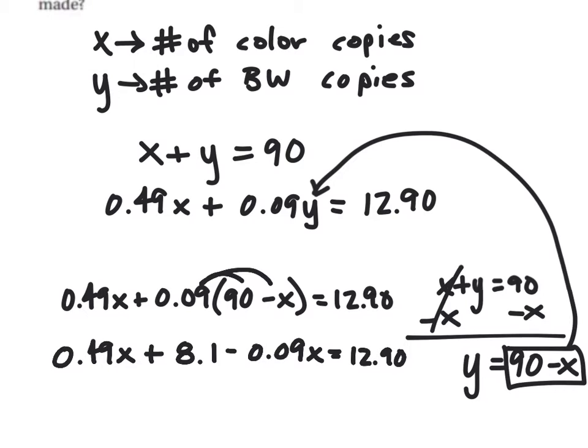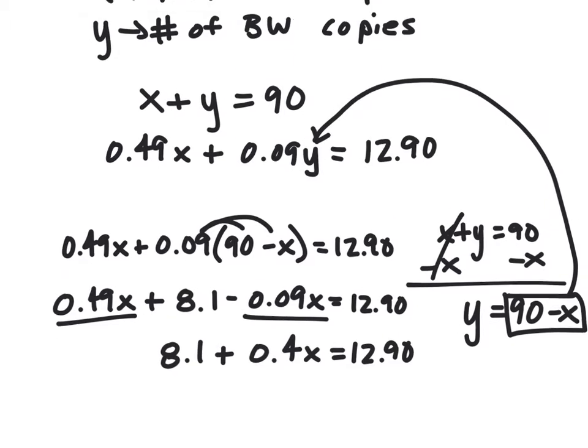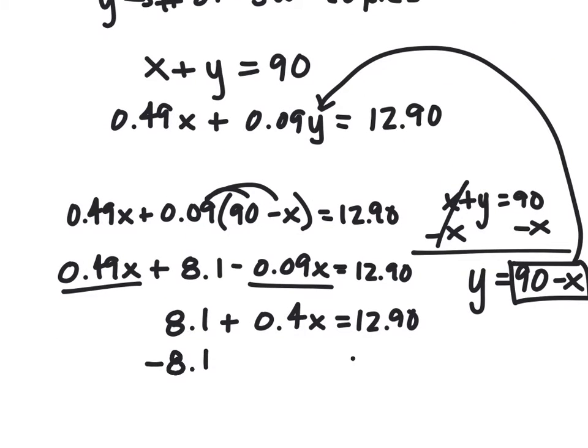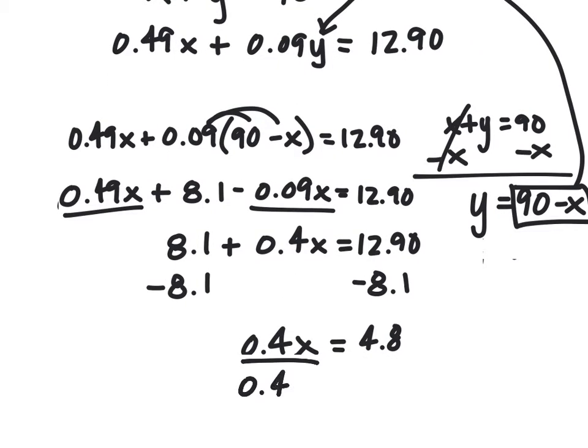Okay, let's combine our like terms. So 0.49 minus 0.09 gives us 0.4. So I've got 8.1 plus 0.4x is equal to $12.90. I'm going to subtract 8.1 from both sides. So 12.9 minus 8.1 gives me 4.8. So I've got 0.4x is equal to 4.8, and then I'm going to divide both sides by 0.4.